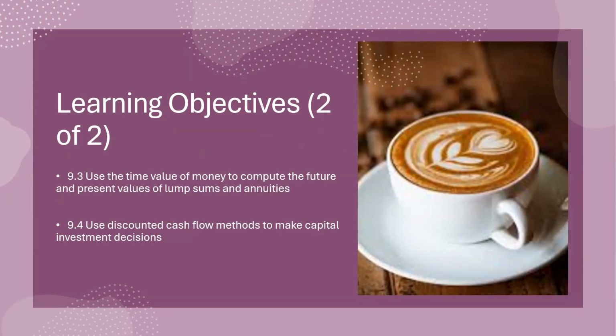Three, which we'll discuss in another video, is use the time value of money to compute the future and present values of lump sums and annuities. And four, use discounted cash flow methods to make capital investment decisions. Again, in this video of part 1, we will only cover two objectives, 1 and 2.